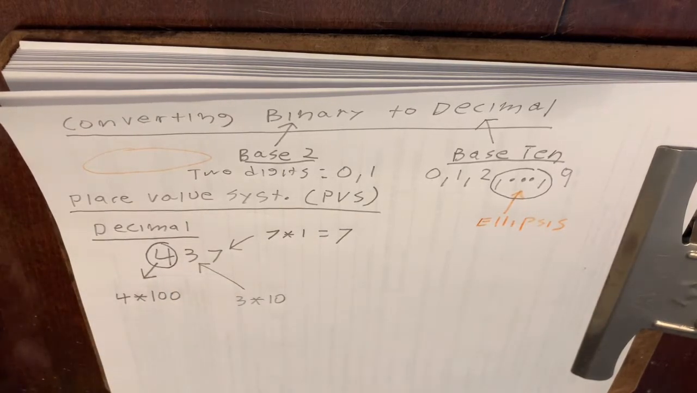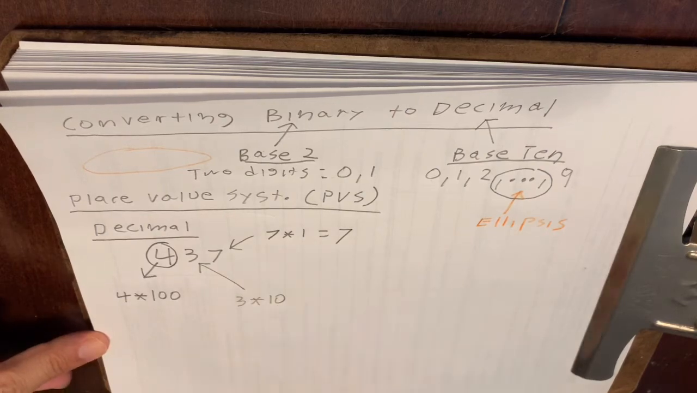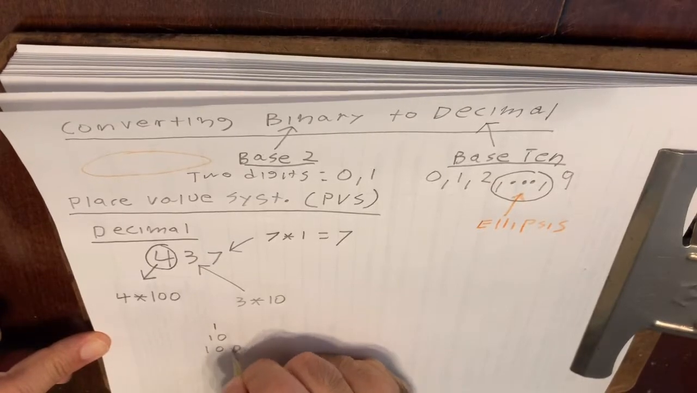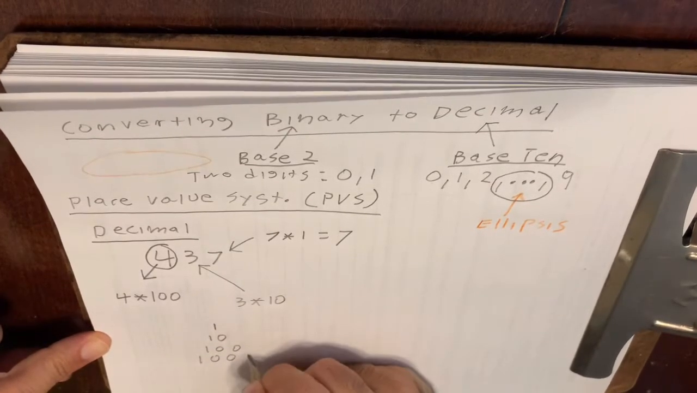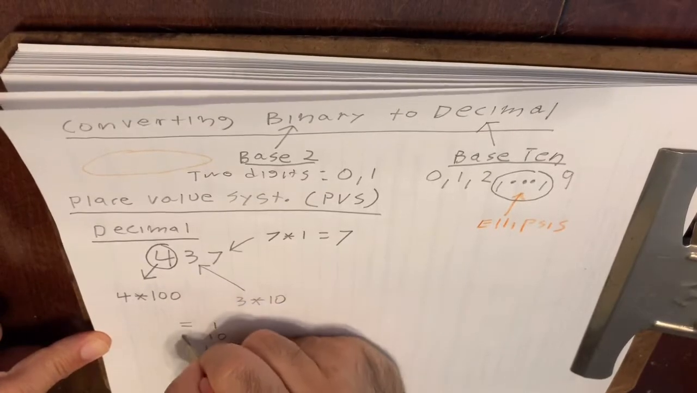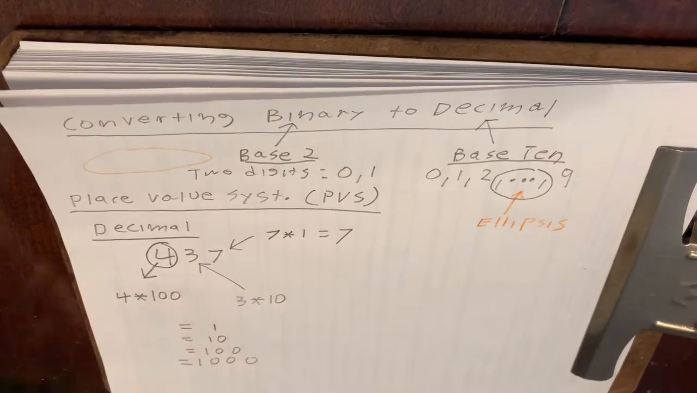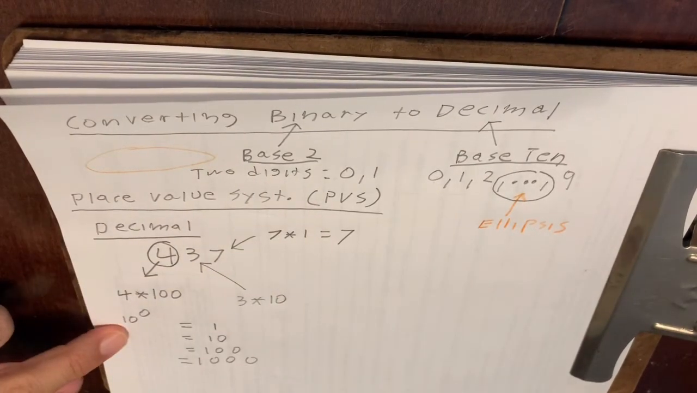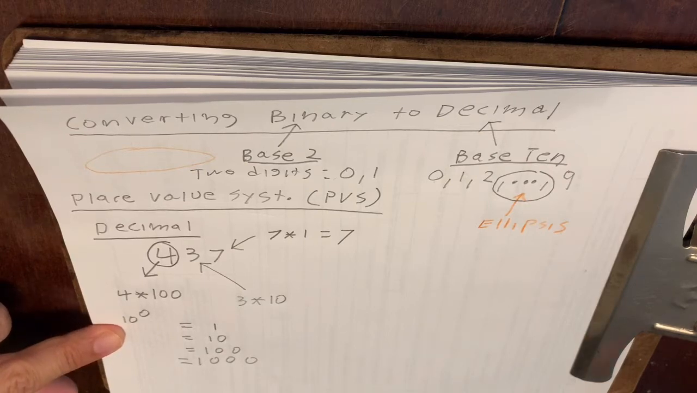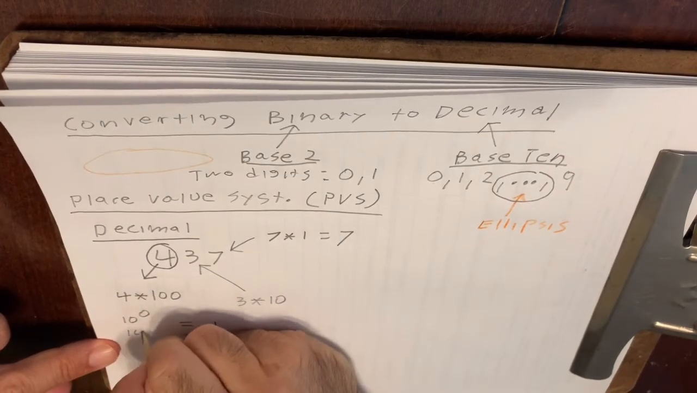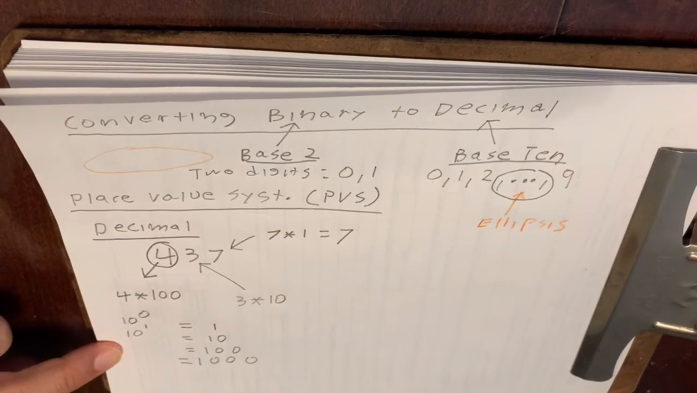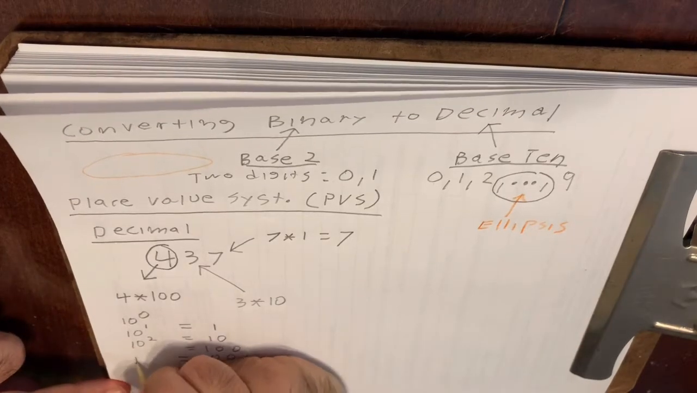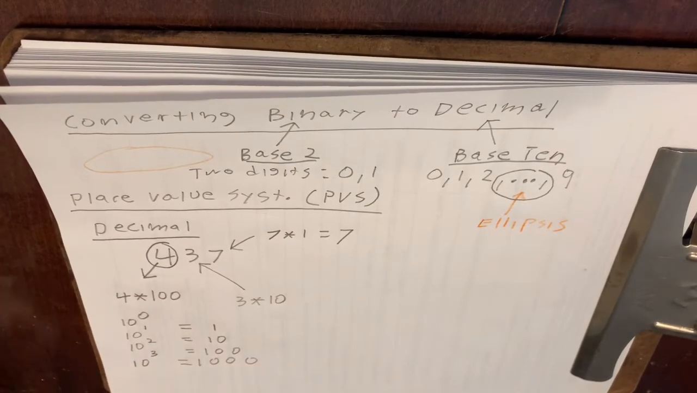Now, where does the 1, the 10, and the 100 come from? So I want to write this down. 1, 10, 100. I'm even going to put 1,000. So where do these numbers come from? Well, I'll tell you. 10 to the 0 is 1. 10 to the 0th power is 1. 10 to the first power is 10. 10 to the second power is 100. And 10 to the third power is 1,000.